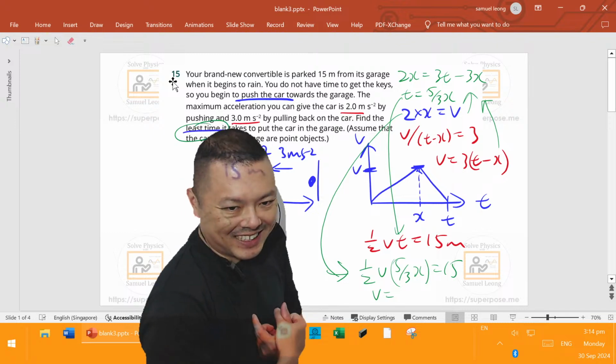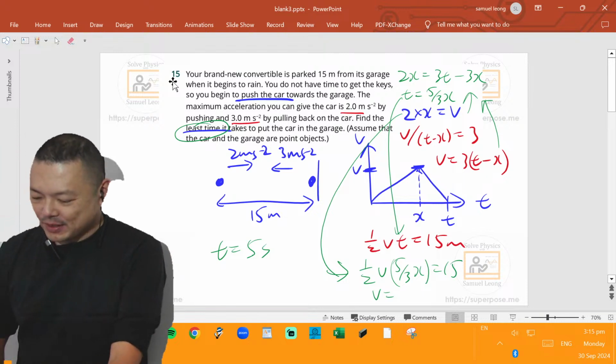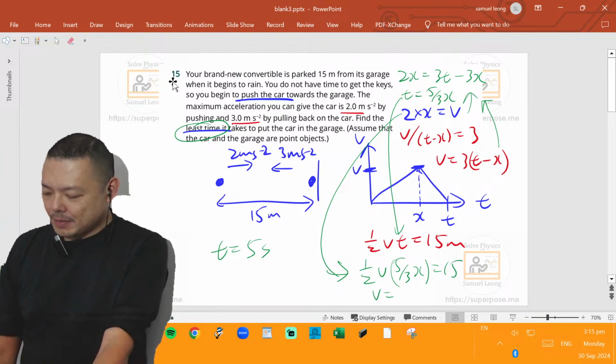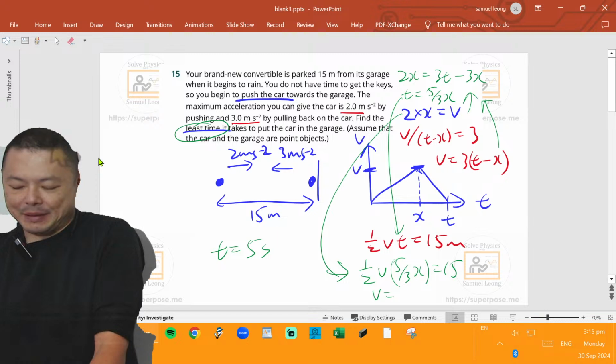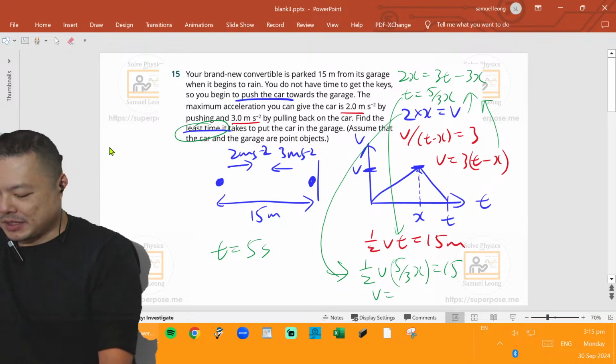Huh? I don't see 2 plus 3. I don't get it. 2 plus 3 is what? Nah, what? Okay, never mind. It's fine. Yeah, anyway, as long as you get the answer, it's fine. Like, yeah, I would do this method.